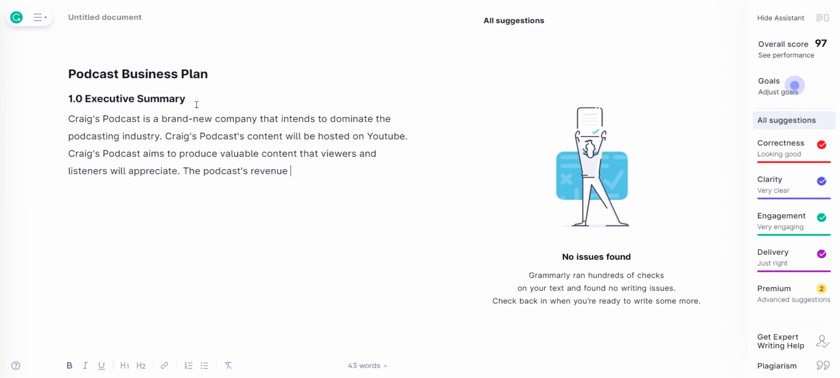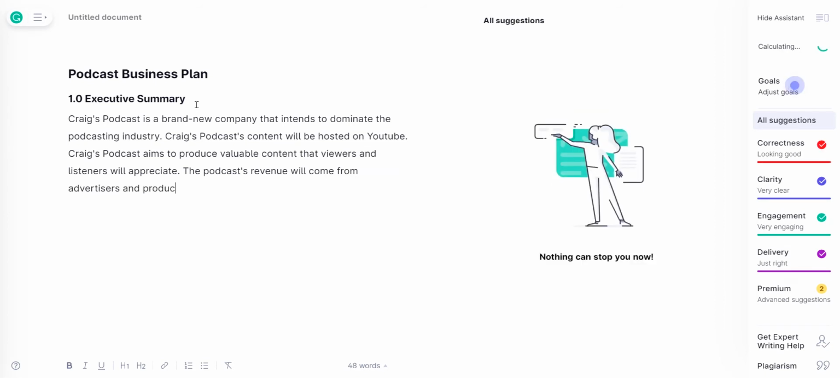So we're going to say here, the podcast revenue will come from advertisers, right? So your podcast revenue is going to come from advertisers and products sold on the website by the podcast core fan base. So basically we're telling the investors that your podcast revenue will come from advertisers, right? Because that's really where the money is at, from advertisements. And the products sold on the website by the podcast core fans.